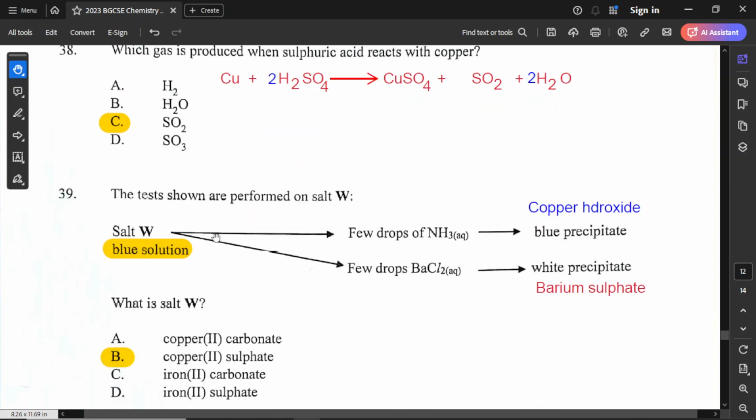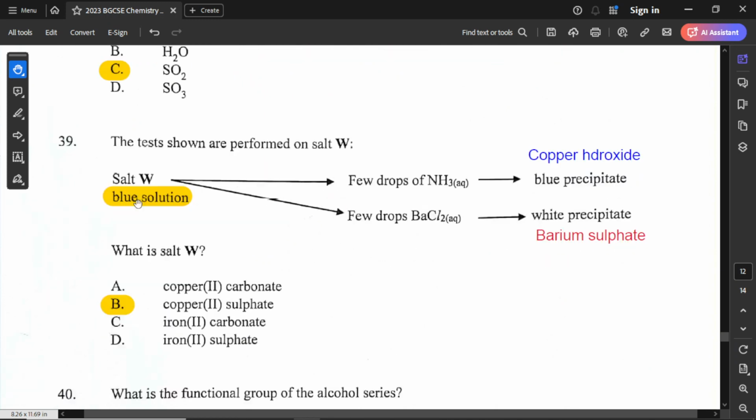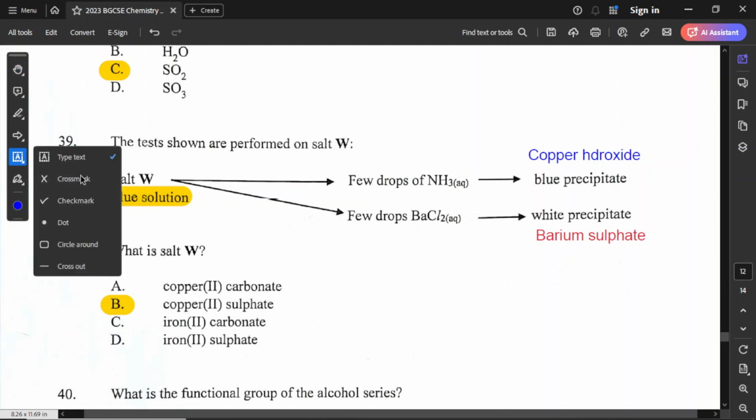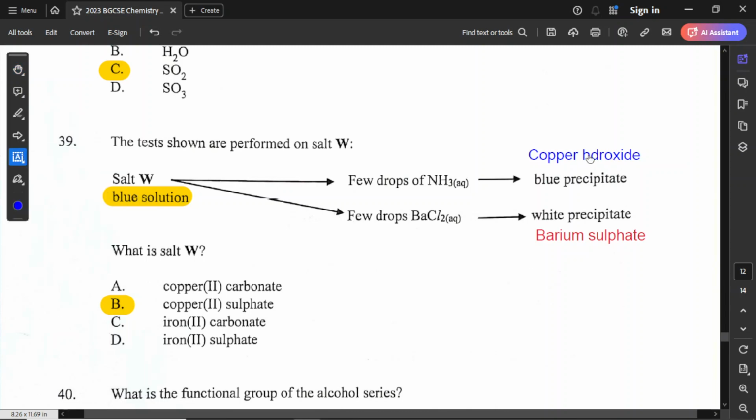39. The tests shown are performed on salt W. So we have salt W here, it's a blue solution. And the blue solution is a big giveaway what it is anyhow. All right, but let's just run through this. If you add ammonia to this blue solution, you get a blue precipitate, and that is copper hydroxide. All right, a Y is missing right there, so it's copper hydroxide. You can just stick that in. All right, let me see if I could do it without getting this deleted. Sometimes it will be, all right, this seems going to work. All right, cool. All right, so it's copper hydroxide there.